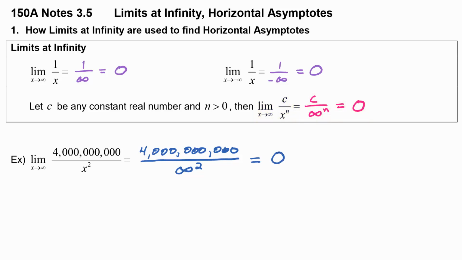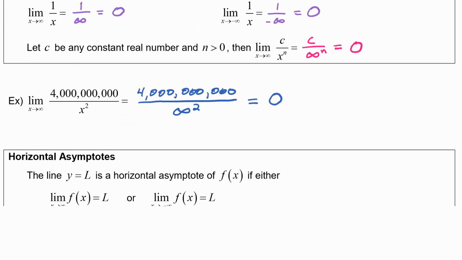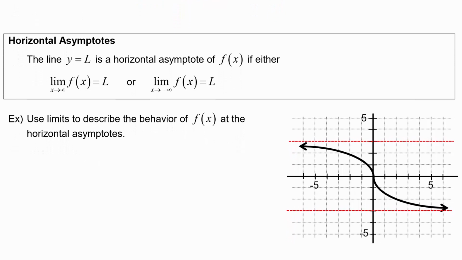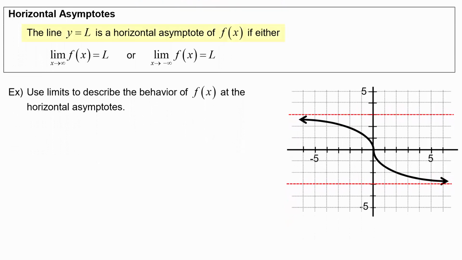Now this brings us to our definition of horizontal asymptotes here. The line y equals L is a horizontal asymptote of f of x if either of the following limits is true: if the limit as x goes to infinity of f of x is L, or the limit as x goes to negative infinity of f of x is L. So let's look at this next example to help you understand how this works.